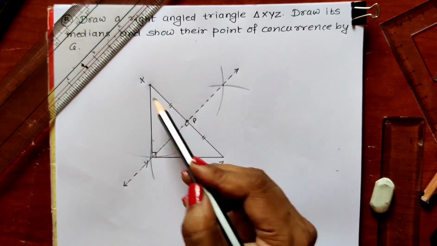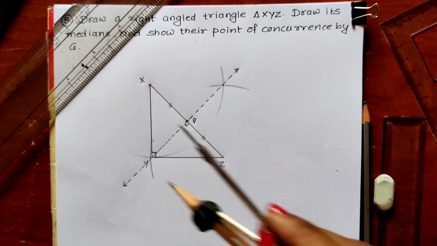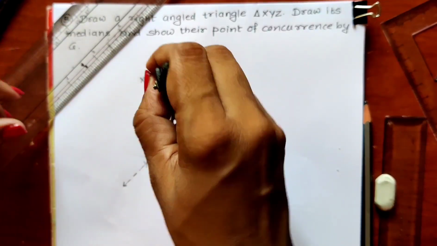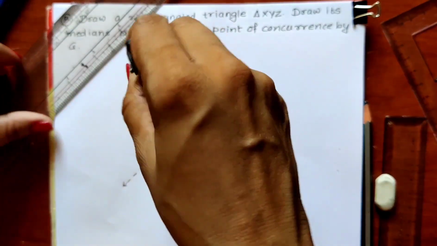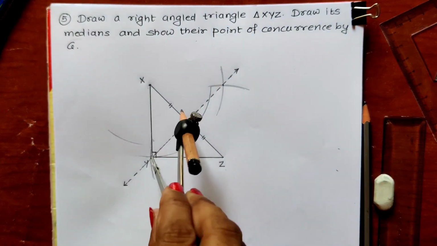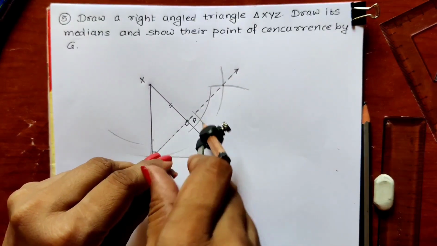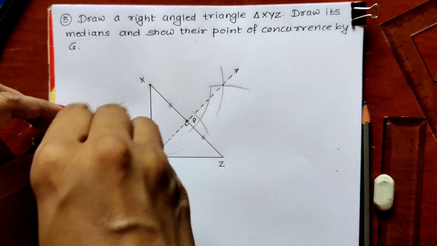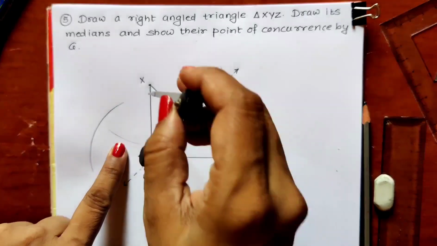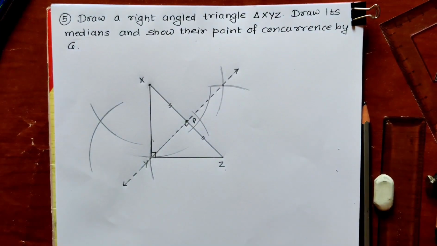Okay, now we will be drawing the perpendicular bisector of XY. Let us take more than half distance in our compass, and we will be drawing arcs right side, left side of XY. Again, from point Y, we will be drawing the other arcs which intersect the previous one. Okay, it is not intersecting the previous one, so I will have to extend the previous arc here in this way. So now it is intersecting.